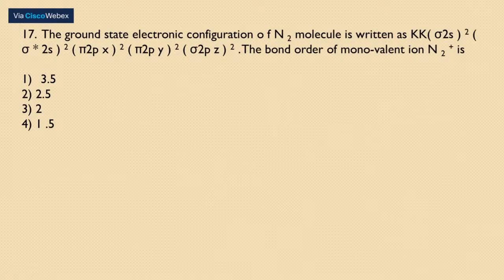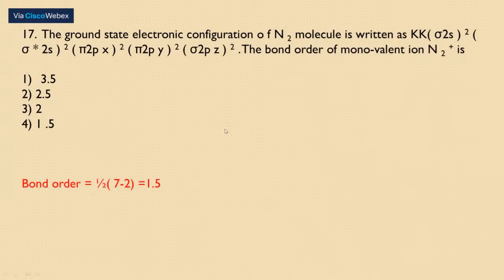In this molecular electronic configuration for nitrogen, there are 14 electrons in the nitrogen molecule. Then for the bond order of the monovalent ion, N2 plus, you are finding only 13 electrons. So you have to calculate the bond order.